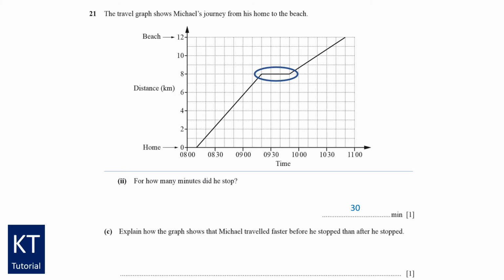Next, explain how the graph shows that Michael traveled faster before he stopped than after he stopped. The gradient of the travel graph represents the speed. It is evident that the gradient is steeper when Michael traveled before he stopped.